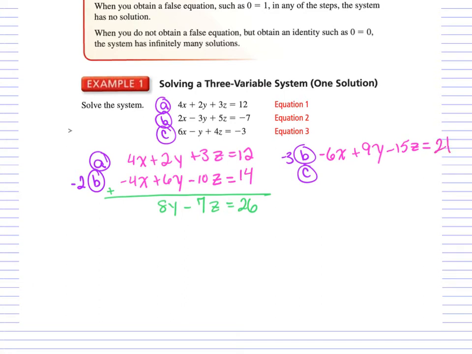All right, so we're just going to take C the way it is. We're not going to change anything about it. So C is 6x minus y plus 4z is equal to -3. And I'm going to add them together. So negative 6x plus 6x is 0. 9y plus a negative y is 8y. Negative 15z plus 4z is negative 11z. And 21 plus a negative 3 is 18.